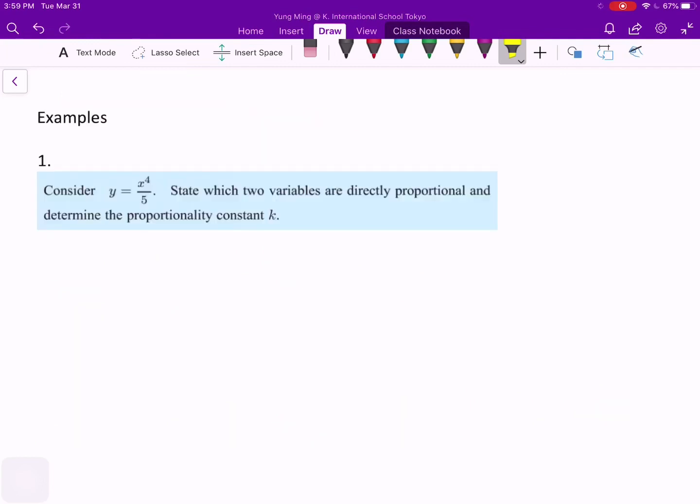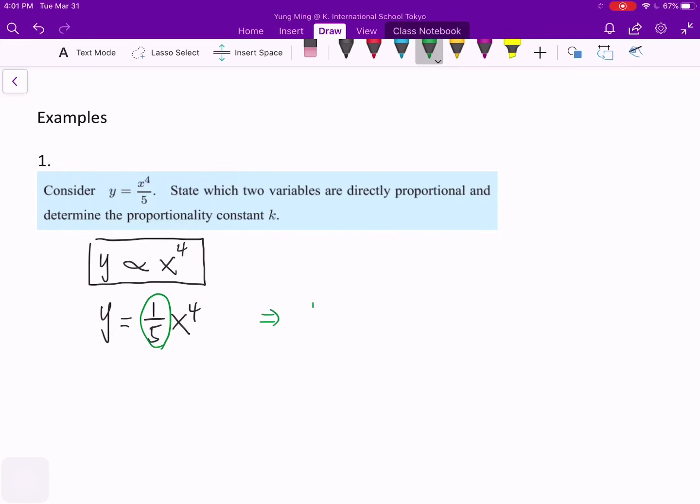Moving on to examples, I'm going to show you 4 examples today. Start with the first one. So we consider y equals x to the power 4. We want to find two things. We want to state the two variables that are directly proportional, and the second thing is to find k. The first thing, we're going to state the two variables. So guys, it's not the direct proportion between x and y anymore. In this case, I hope you can see that it's actually the direct proportion between y and x to the power 4. Okay, so that's actually our first answer. And as you can see, we can write the equation as y equals 1 over 5 x to the power 4. And it's pretty obvious that this is just our k. In this case, our k is equal to 1 over 5. So that's it for this question.